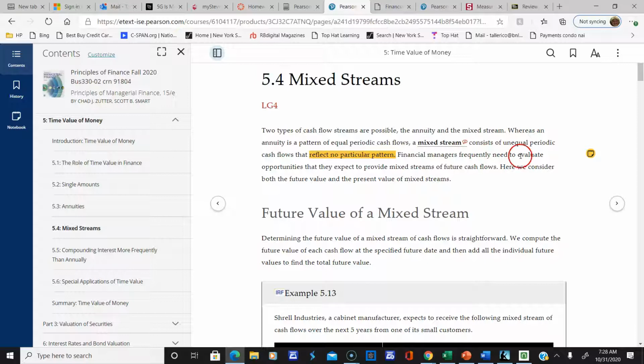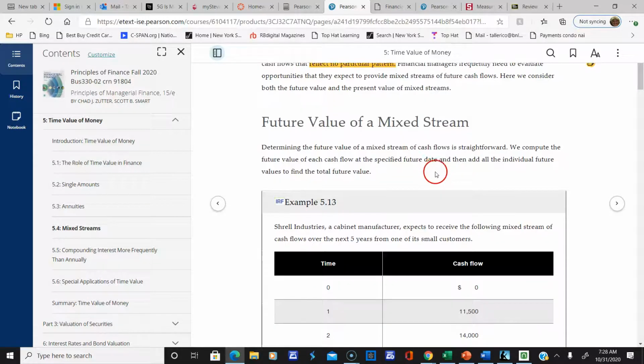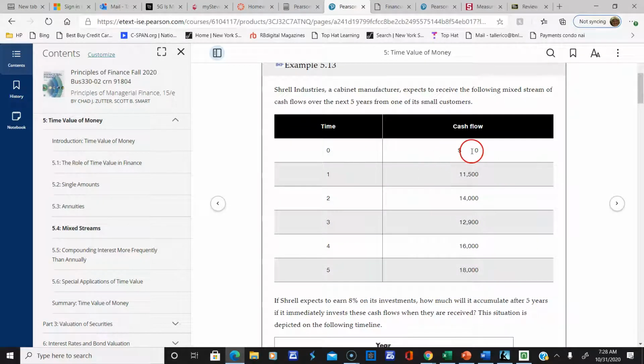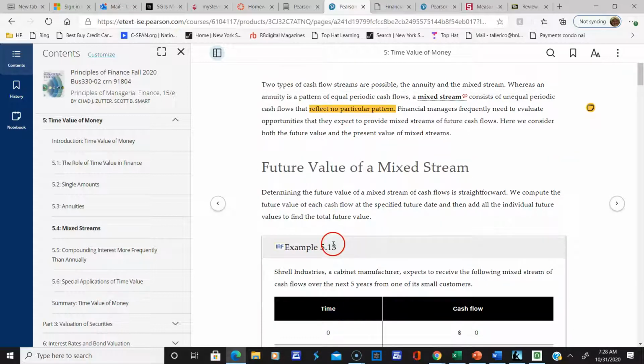There's no particular pattern in how they're going. Financial managers frequently need to evaluate opportunities that they expect to provide mixed streams of future cash flows. All right. So here's an example, and you can look at these cash flows, right? And different values, right? You can see they're all different. Actually, this is going in periodically, though, but I don't know. Did they say periodically? Oh yeah, they are. I'm sorry. So the dollar amounts are unequal, but they're periodic. All right, they're periodic. So I apologize for that.